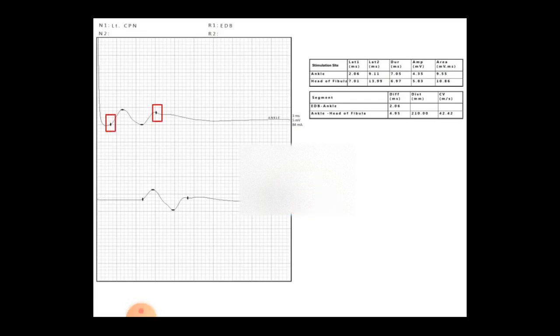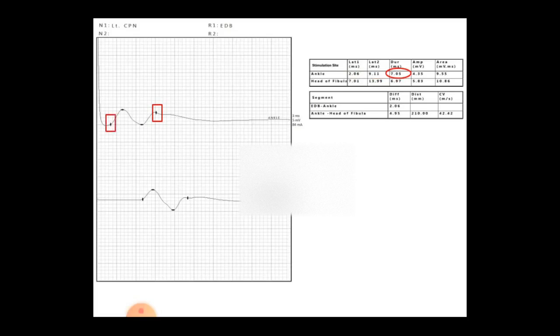Now here you can see two vertical markers. You also observe two horizontal markers. So in total we have 4 markers. The first vertical marker gives the value of latency. In this example you can see it is 2.06 millisecond. For the second vertical marker, the corresponding value you can see here is 9.11 millisecond.